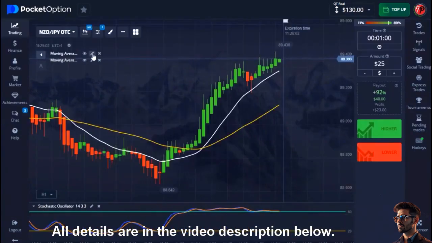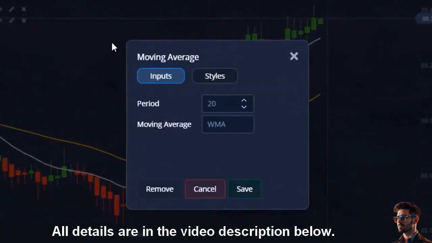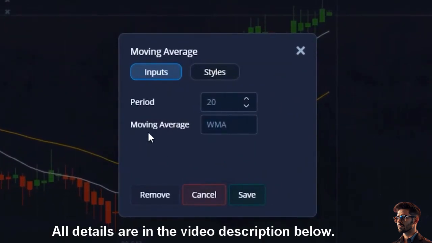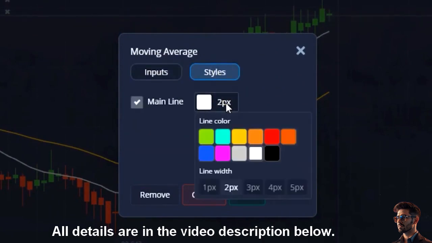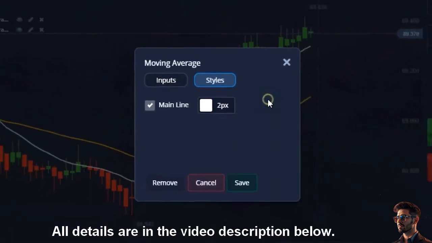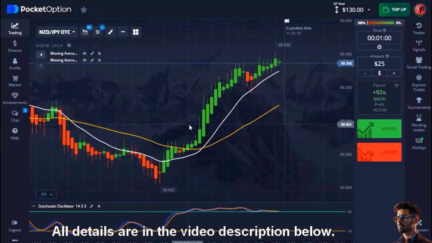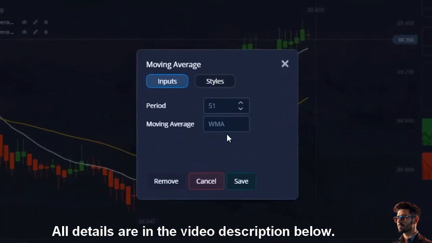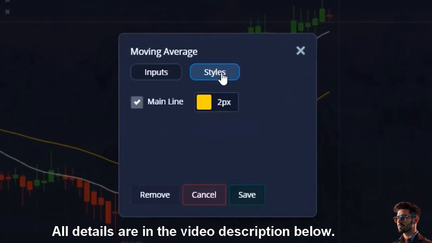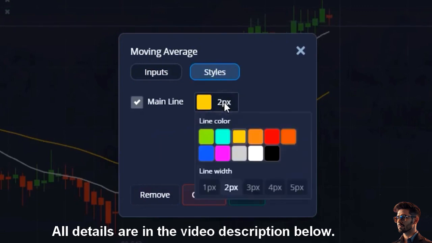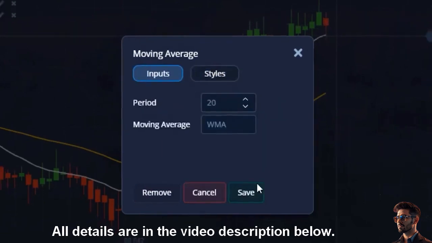On the first moving average setup here, the period is 20, and the moving average is WMA. On the style part here, I use this white color right here, and I change my line to be 2 pixel, and when you're done you hit set. The second moving average comes with the period of 51, the moving average is WMA as well. On the style part here, I use a yellow color and I set my line to be 2 pixel. So when you're done you hit set.